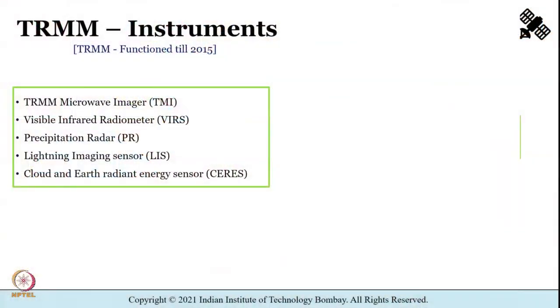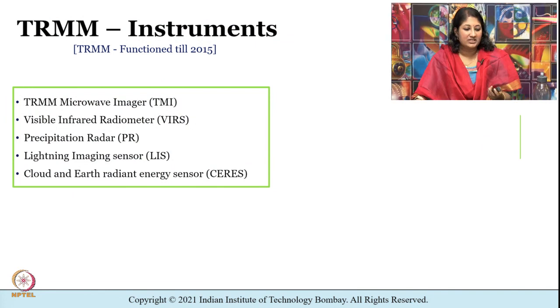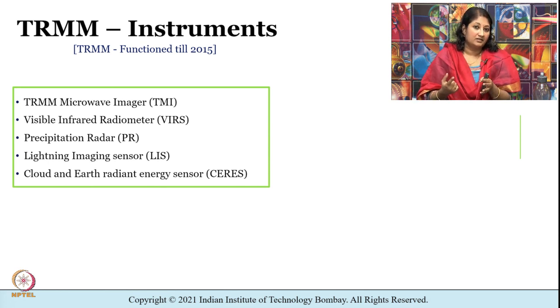Just to introduce you to the instruments on board TRMM. As you see here, there are 5 instruments, of which we have the TRMM microwave imager, TMI, which we have already discussed. Four of the frequencies have dual polarization, and there is one frequency, 22.235 gigahertz, which is at single polarization. And we have the precipitation radar, PR, which is one of a kind. It consists of an electronically scanning radar that operates at 13.8 gigahertz. The aim is to give you 3-dimensional rainfall distribution over both land and ocean.